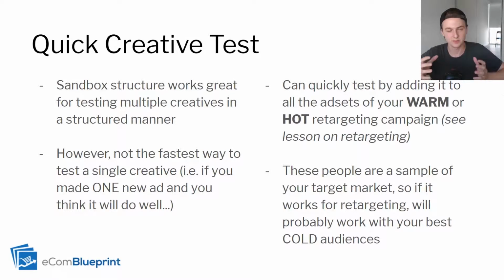Now, before I end the presentation, I want to quickly touch on a quick way to test a single creative. So Sandbox structure works great for testing multiple creatives in a structured manner, right? If you want to test 5 variations or something, the best way is definitely with a Sandbox campaign like I just showed you. However, if you want to just test a single creative, so for example, if you just made one new ad and you think it'll do really well and you want to quickly test it without having to test like 5 variations, what you can do is you can just quickly add it to all the ad sets inside of your warm or hot retargeting campaign.